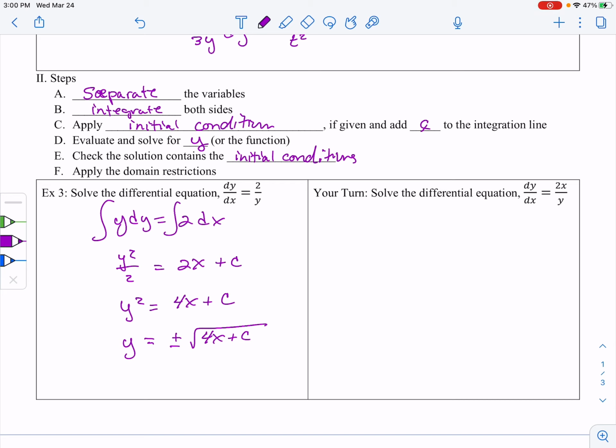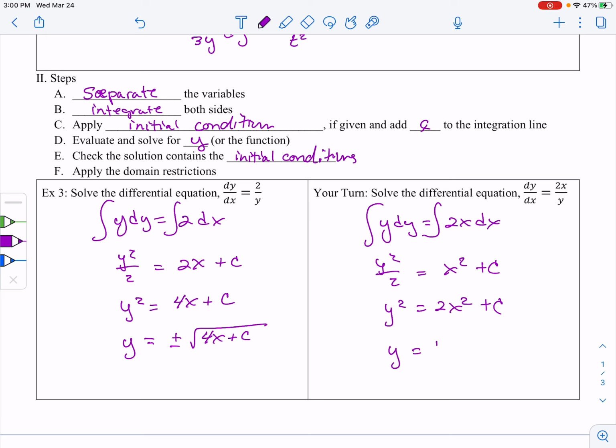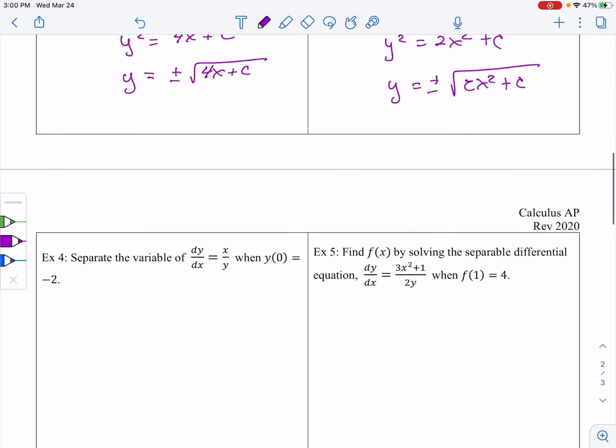Okay? This is more of the same. Y dy equals 2x dx. Integrate. Y squared over 2 equals x squared plus c. So y squared equals 2x squared plus c. Take the square root. So those are pretty much both the same.